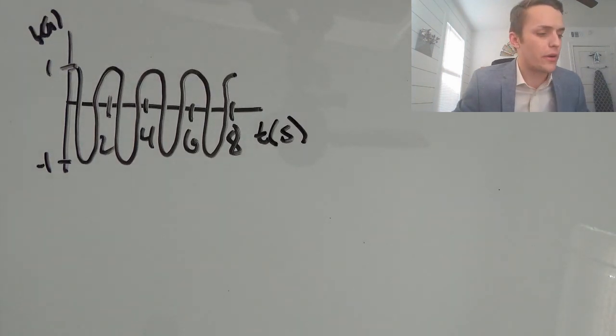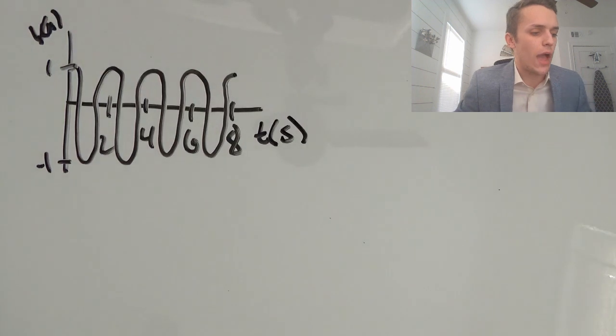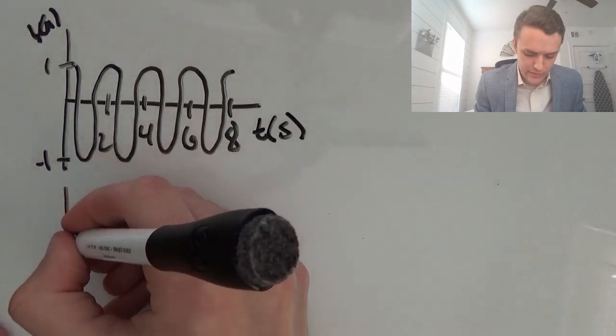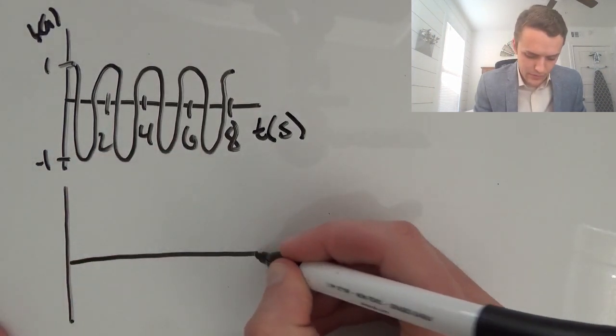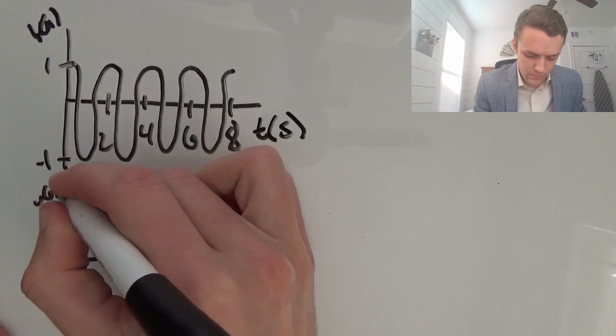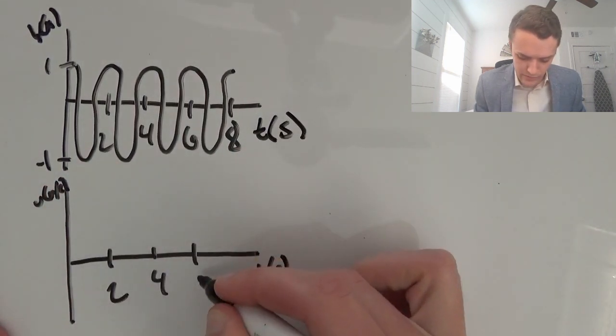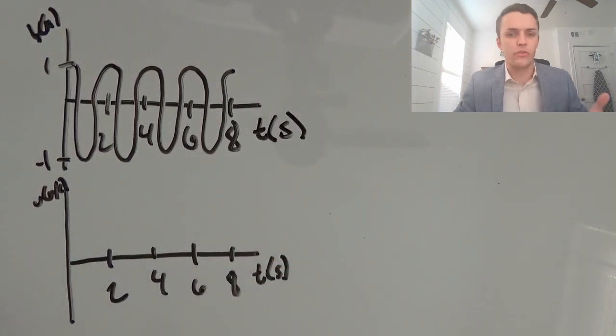So our first part says to draw the graph of the velocity of the spring on the graph below, and then it gives us a little blank graph to fill in. So I'll draw those axes here too. Velocity and time. Same time scale here, right? 2, 4, 6, 8.